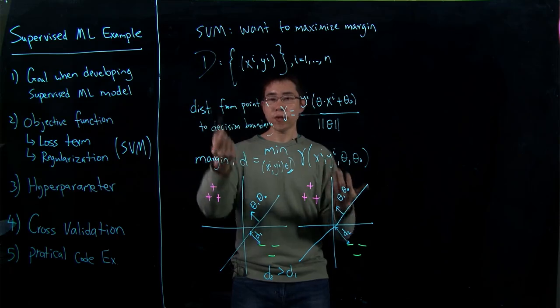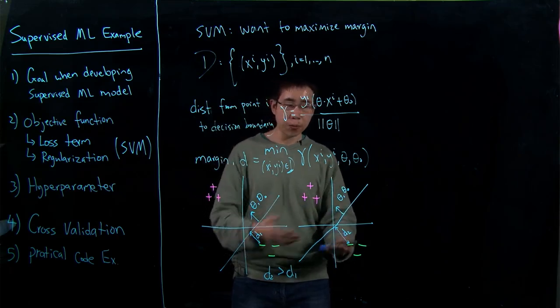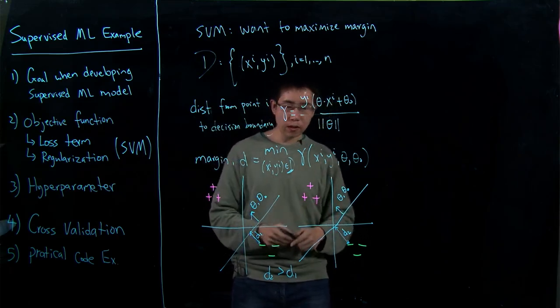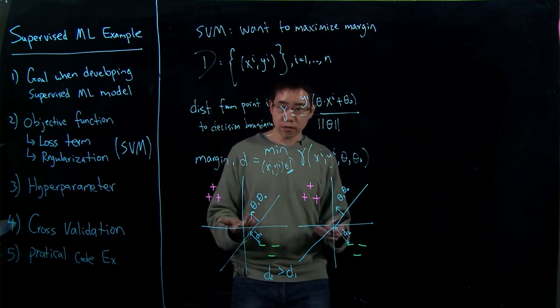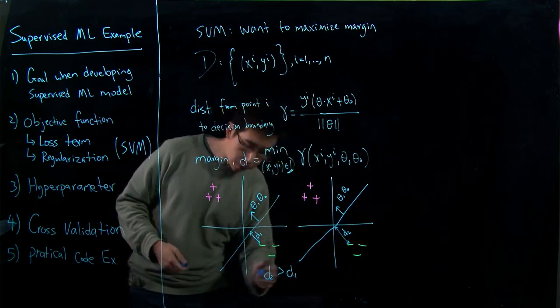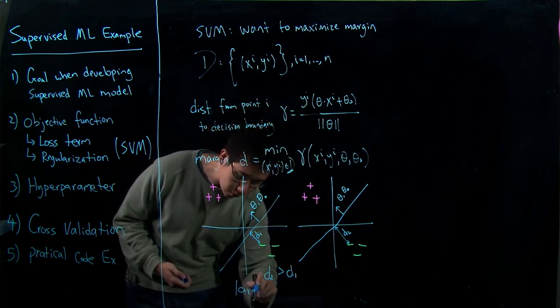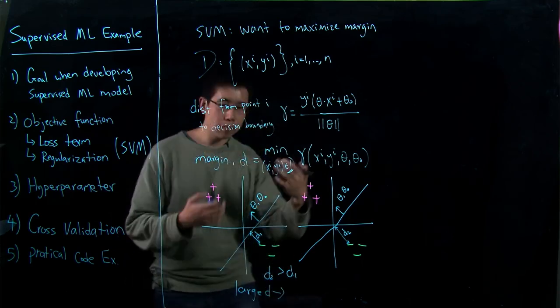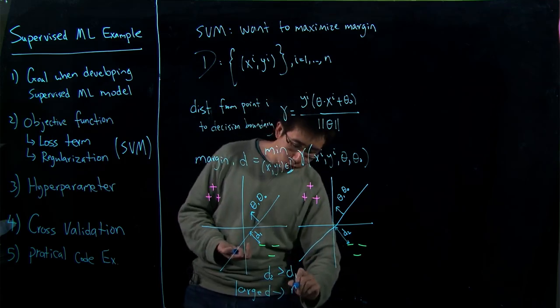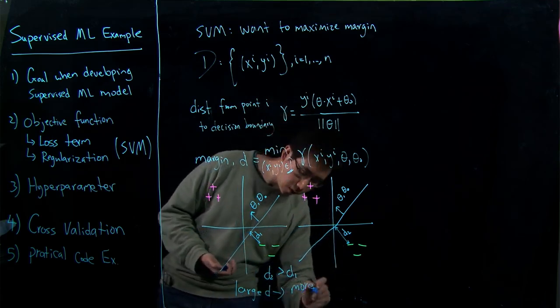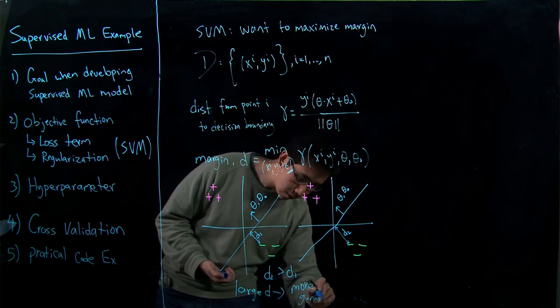In support vector machine, we want to maximize the margin. So we want to maximize this distance here. And why is that the case? Well, generally, when we maximize the margin, or have a large margin, that gives our model more ability to generalize, so more generalization.